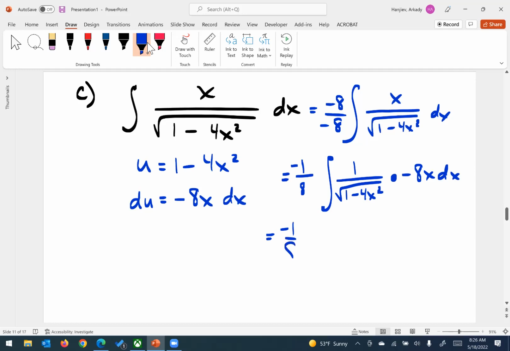So negative 1/8, antiderivative of 1 over the square root of u du. Awesome. That looks simple now. And because of that, I can get rid of fractions. I don't like fractions. See, the square root of u is really u to the 1/2. Everybody good there? If I move it to the top, it's going to be u to the negative 1/2 du. Okay, are we good there?